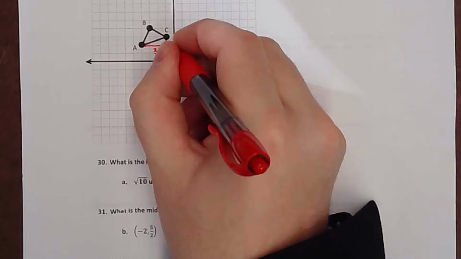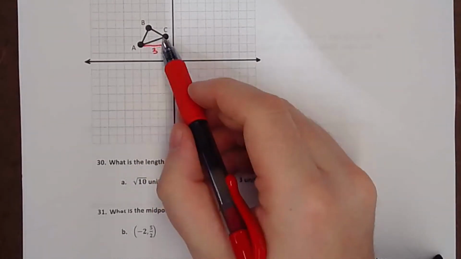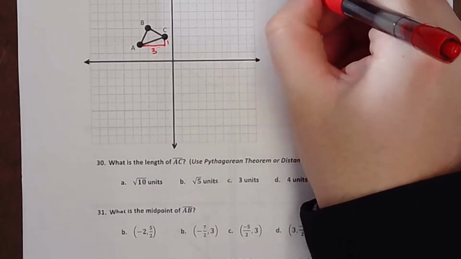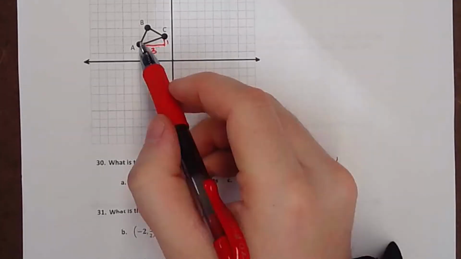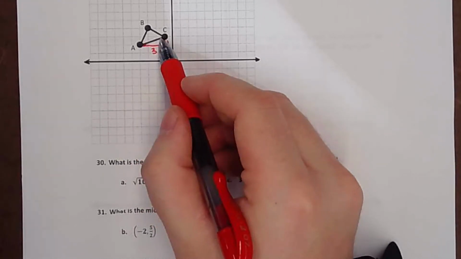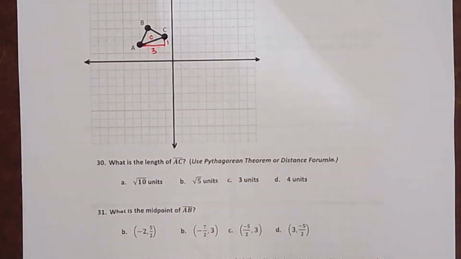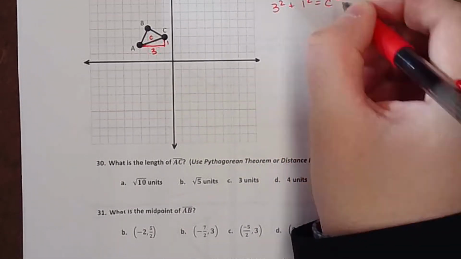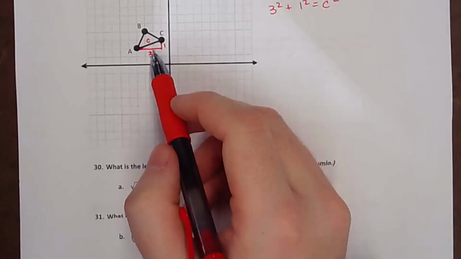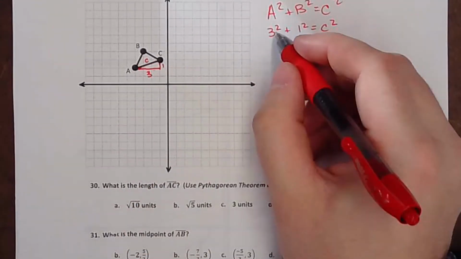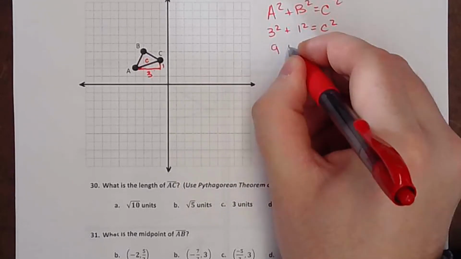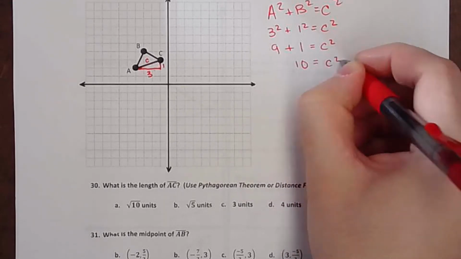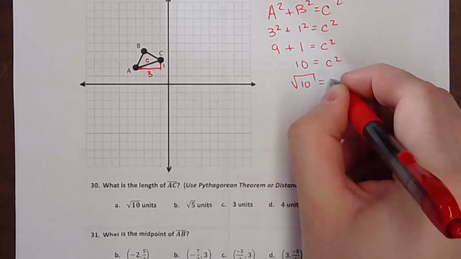So this is 3 and this is 1. How do we find this length with Pythagorean theorem? And which letter is going to be this length right here? C, because it's the hypotenuse. Good job, Jade. So we have 3 squared plus 1 squared equals C squared. Remember, we want to know what C is. That's the length. So I do 3 squared, which is 9, and 1 squared, which is 1. And so I get 10 equals C squared, which means root 10 equals C.